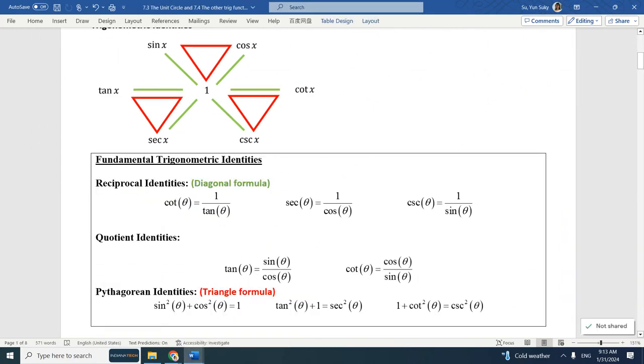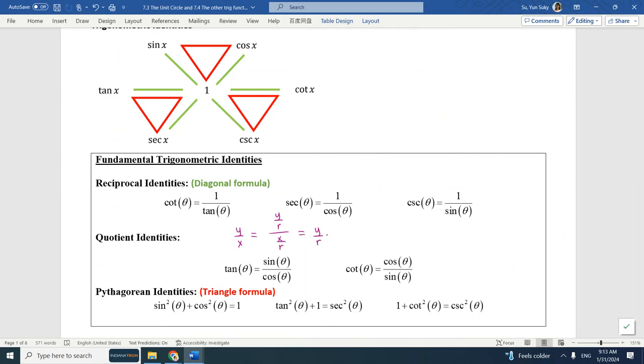Okay, so also we have the quotient identity. Remember what tangent is in terms of x, y, r? Thank you. What over what? Tangent. Y over x. So y over x. And what is sine? Y over r. Cosine? X over r. Do you see y over r?